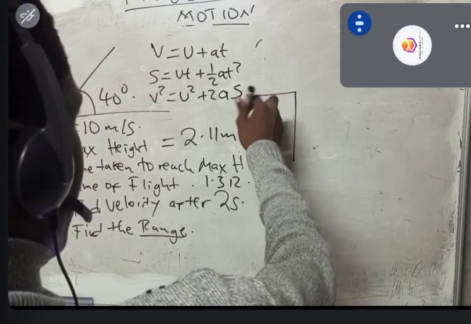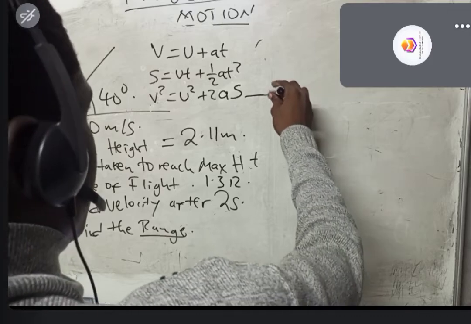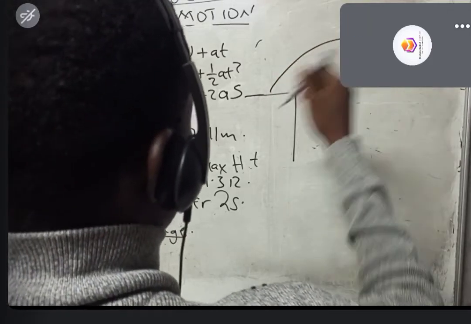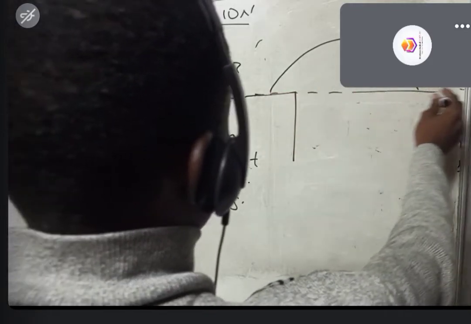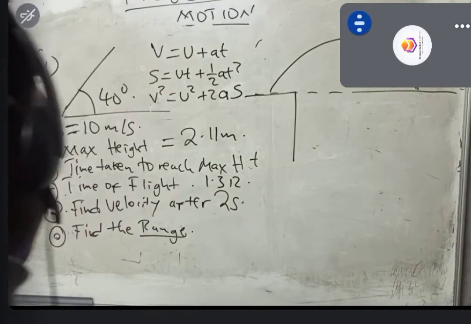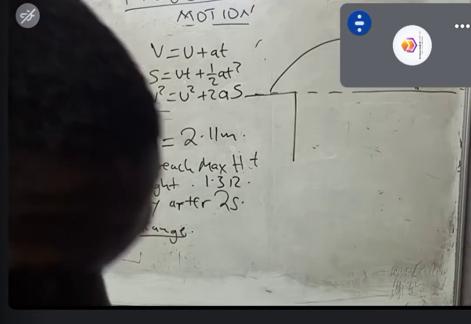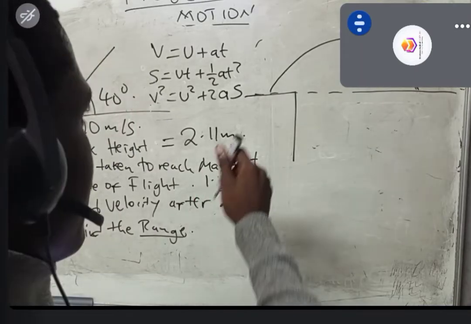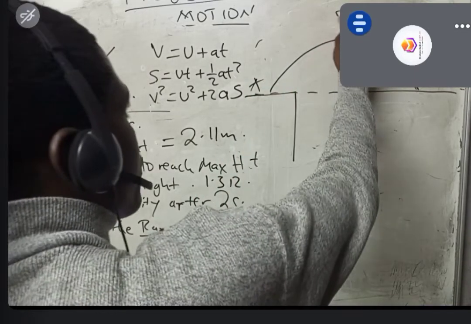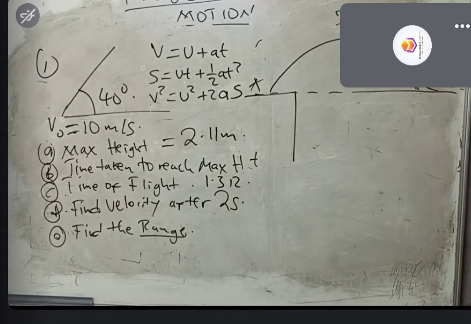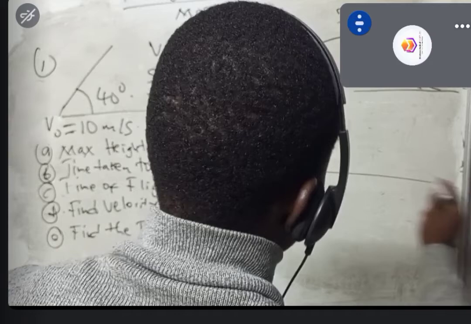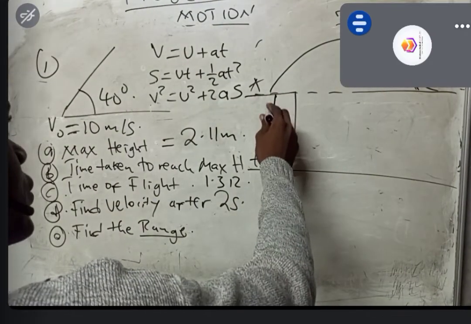You're standing somewhere on a building. Then you found something like this. The time of flight that we've talked about only applies to something that is on level ground. Meaning that if you use that formula, you're only going to find the time from A to C.